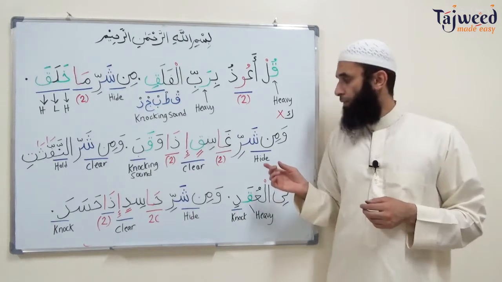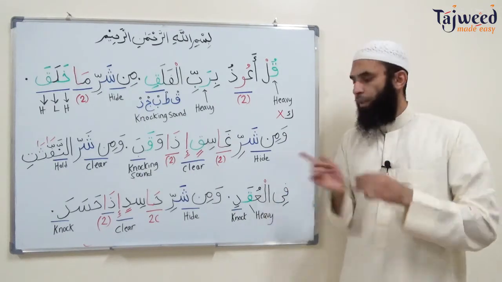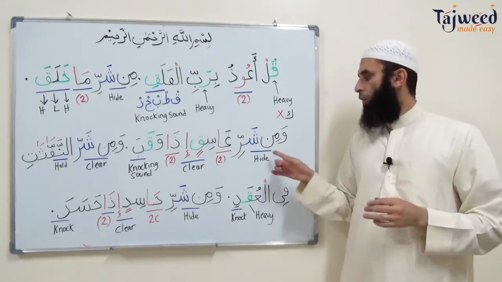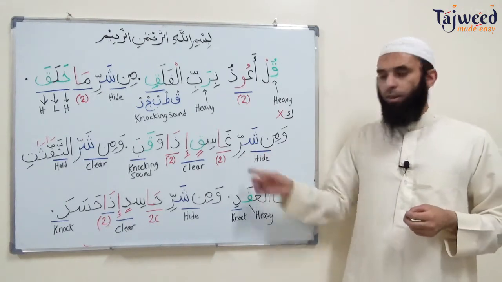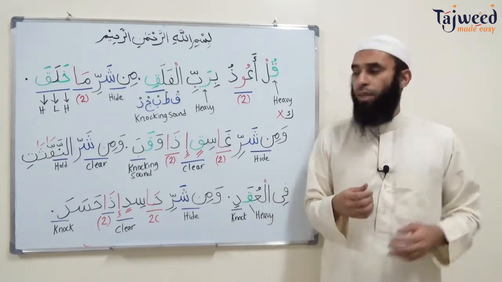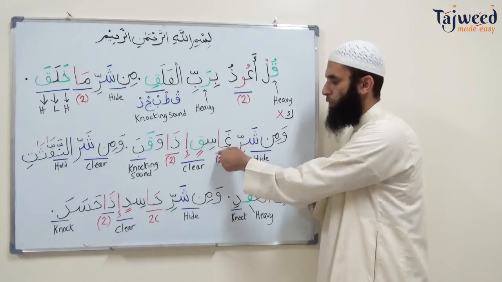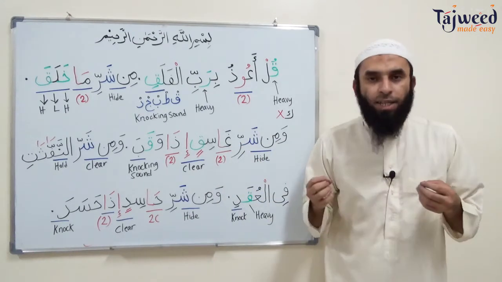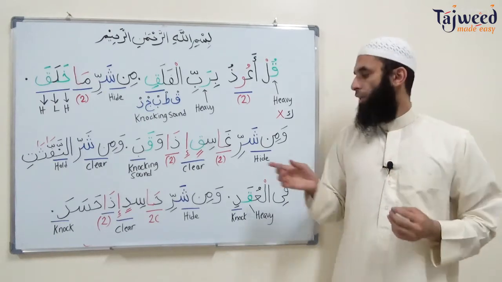Then we have here wa min sharri, same thing. Noon very close to where the sheen is, to the makhraj. Then let go. Wa min sharri, ra light, sharri ghasiqin, ghain from the heavy letters. We're going to pronounce it heavily. And also we're going to stretch it. So غاسق, not غاسب, غاسق.